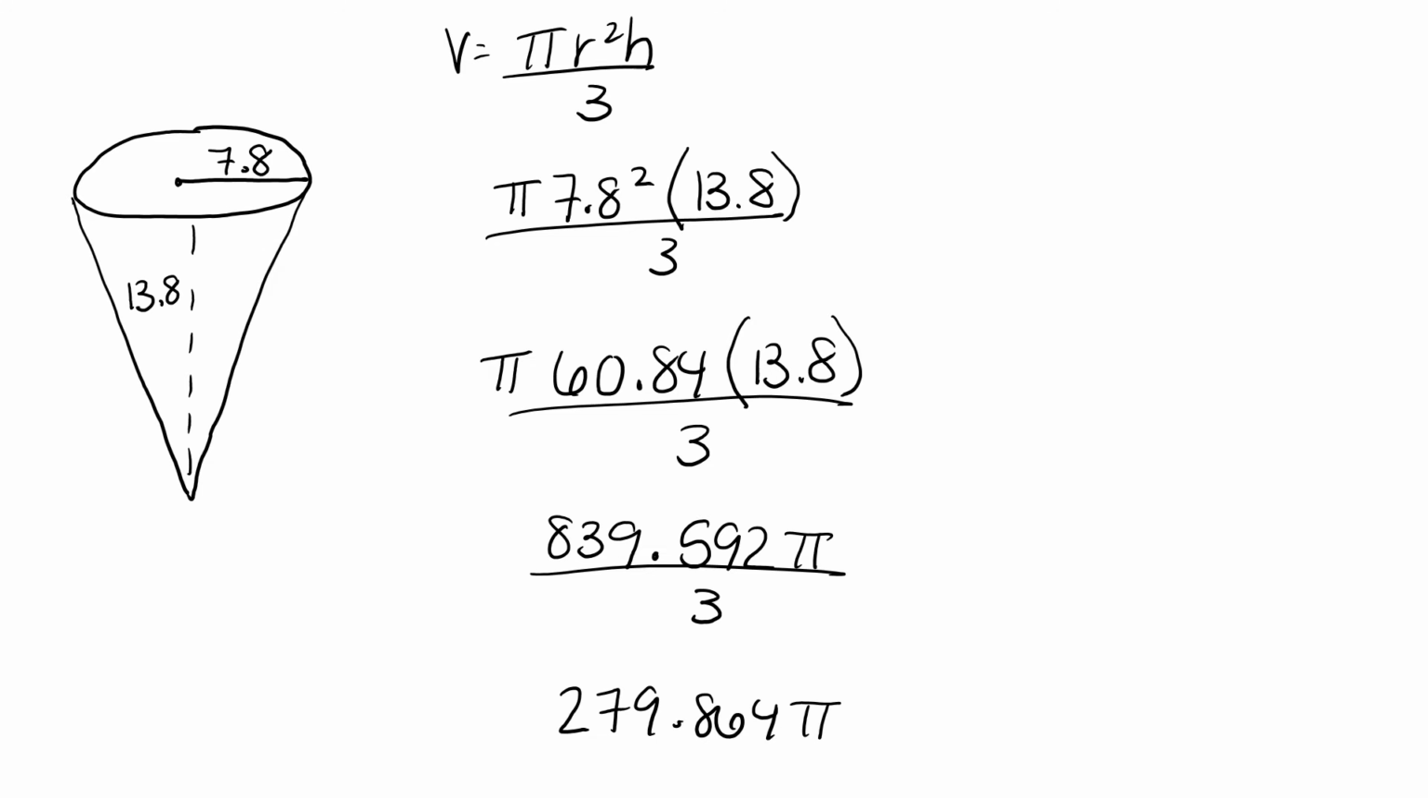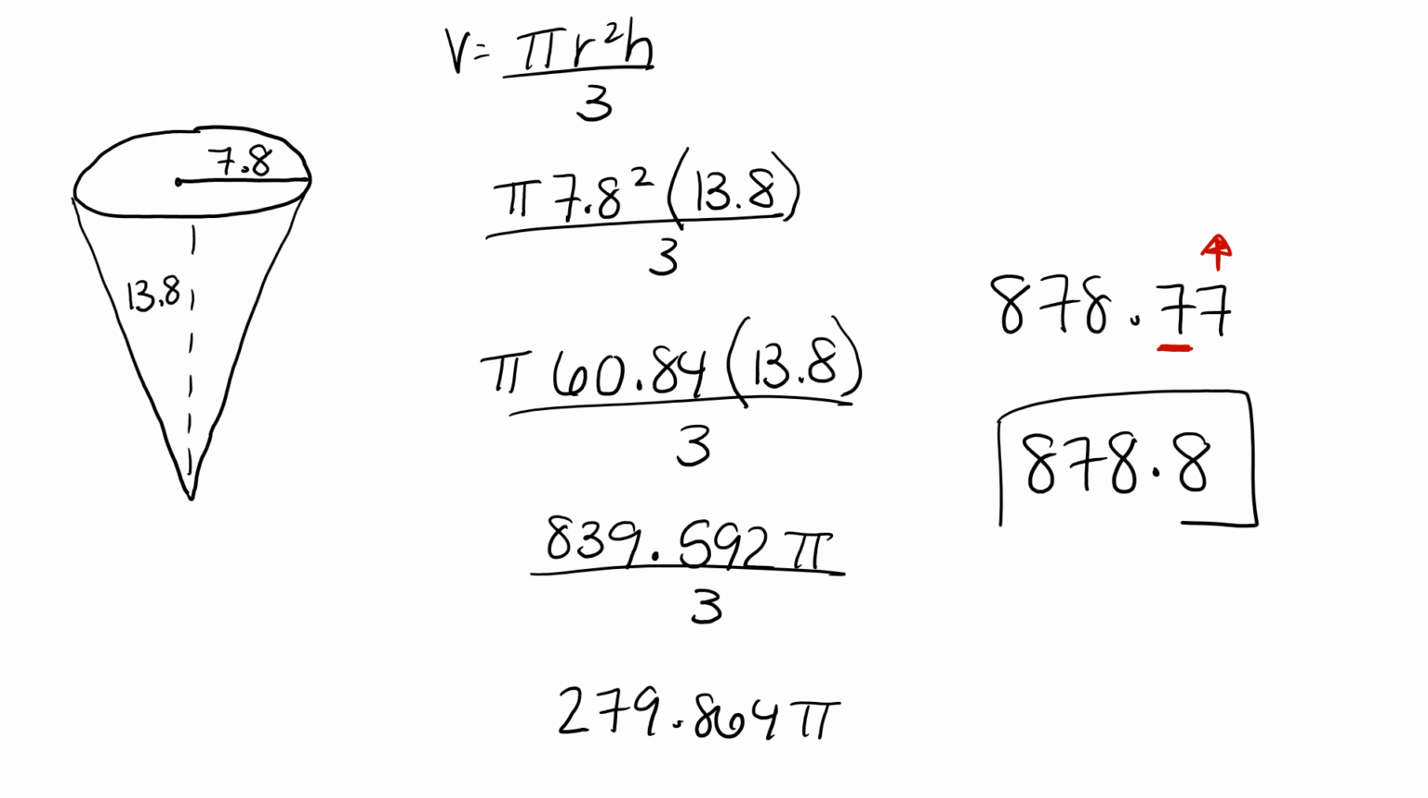The directions tell us to multiply by 3.14. And when we do that, we get 878.77296. The directions also tell us to round to the nearest tenth. 7 is in the tenths place. The other 7 tells us to round up. So that 0.7 rounds up to a 0.8.